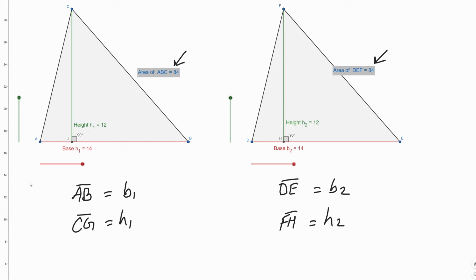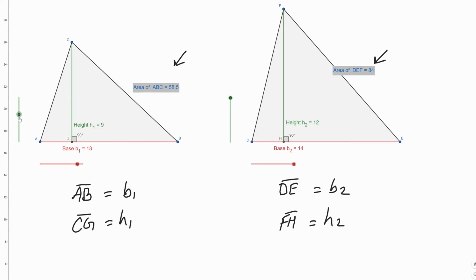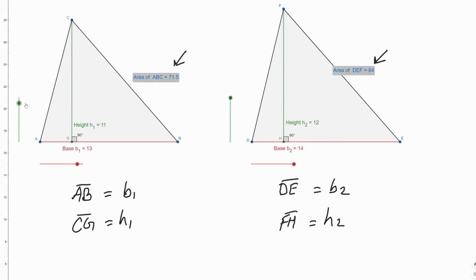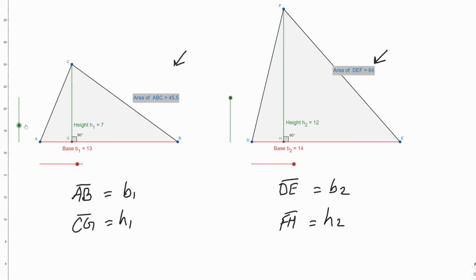Now look at these two horizontal bars, red color. What are they? So for example, let me move this. See what happens? The length of the base changes. Now as the length of the base changes, keep an eye on the area of this triangle ABC. That also changes. See? Similarly, if I move the vertical bar, the height changes.